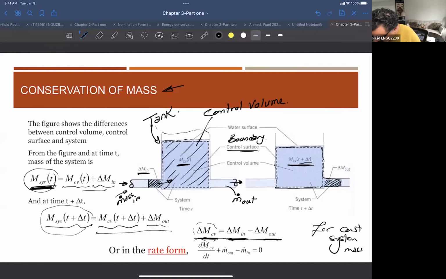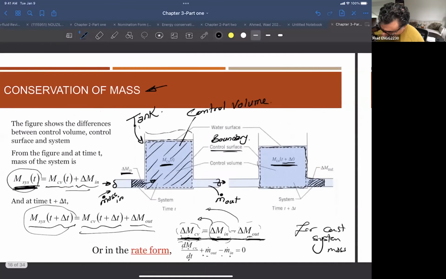So you can see this equation now. If I take the rate form, it will be dm of the control volume with respect to dt. Same thing for m in over t, it will be m in, and this will be m out. I can push the two terms to one side to make the equation equal to 0. So at the end it will be dm control volume with respect to t, plus m out minus m in, equal to 0. This is what we call the conservation.